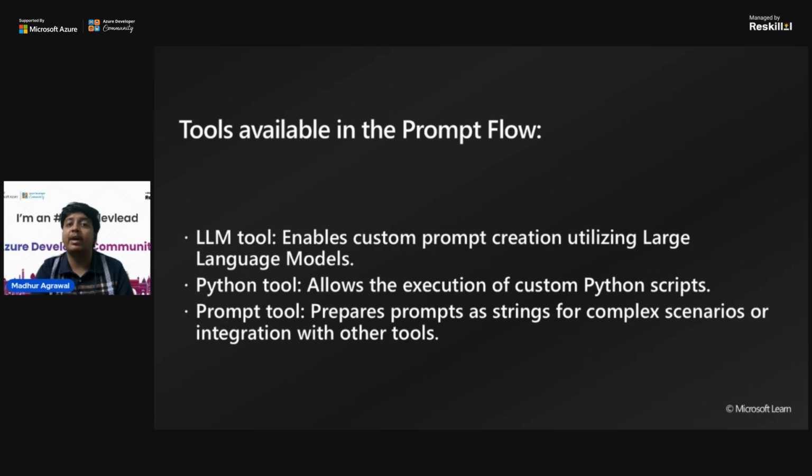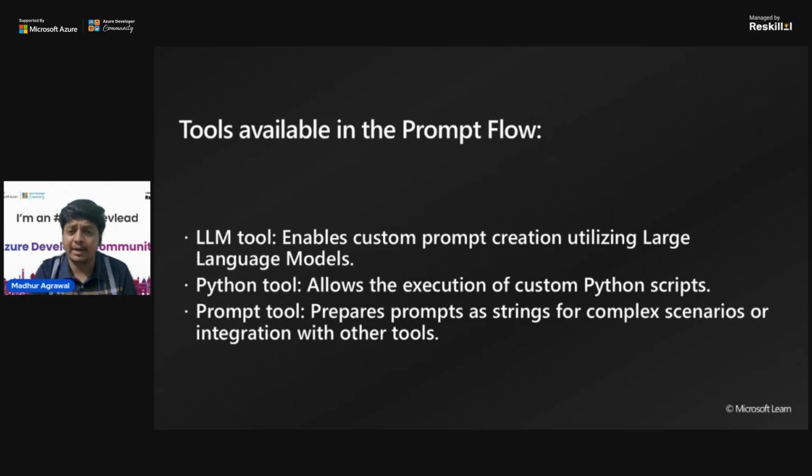Let us say you have some script for maybe tokenizing or breaking it into multiple parts. That can also be done in the Azure AI Studio with the help of prompt flow and the tools available with us. The third thing is the prompt tool. It prepares prompts as a string for complex scenarios or integration with other tools. So this one was a very simple example of producing the French prescription from an English prescription. But there may be scenarios where you have a complex task to do. The prompt tool will help you in preparing a prompt in the string format for those complex scenarios.